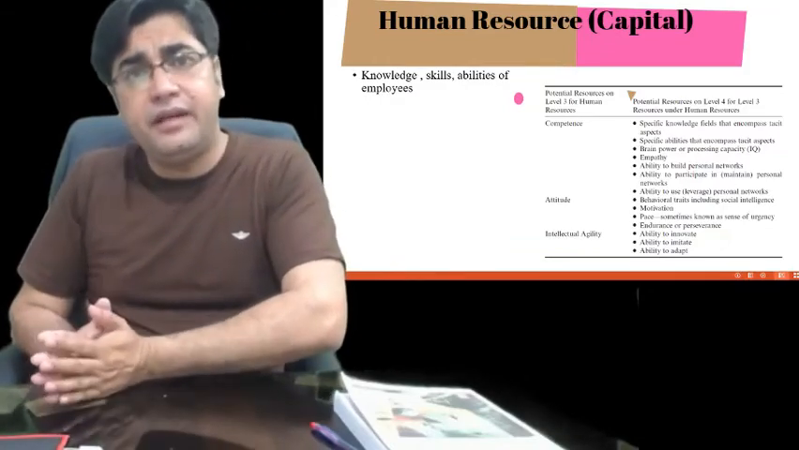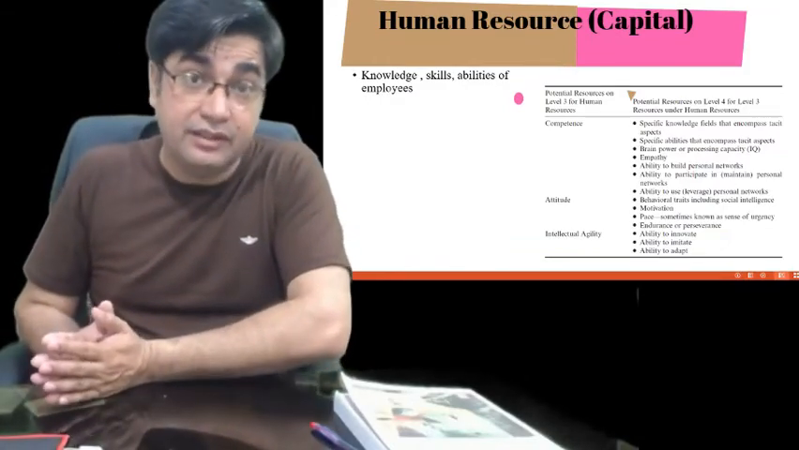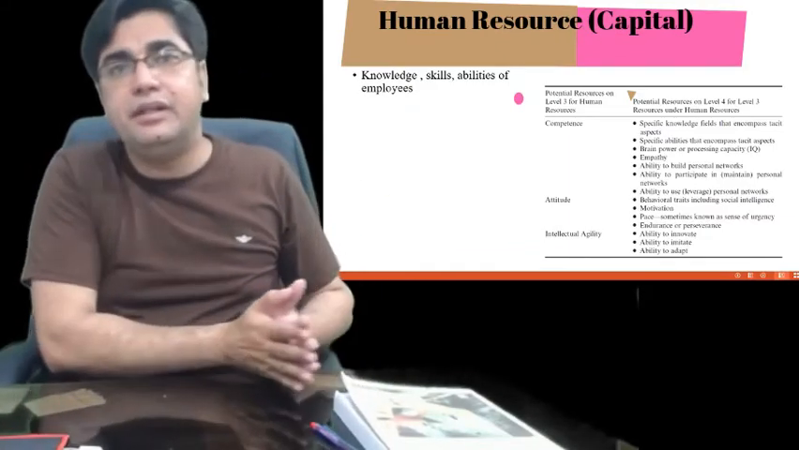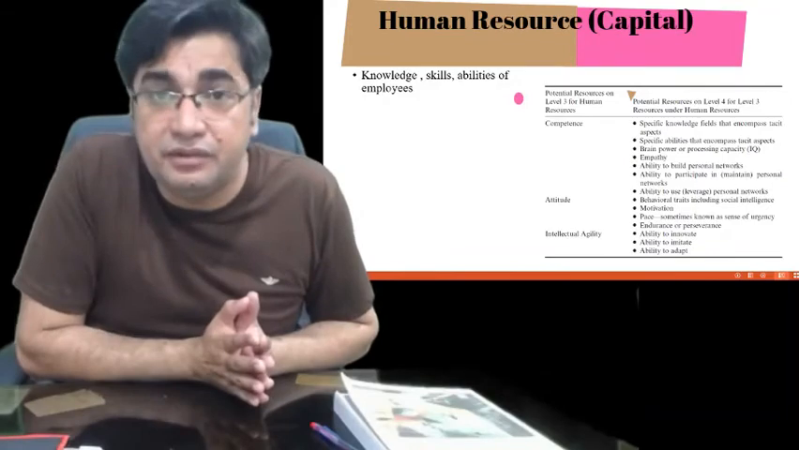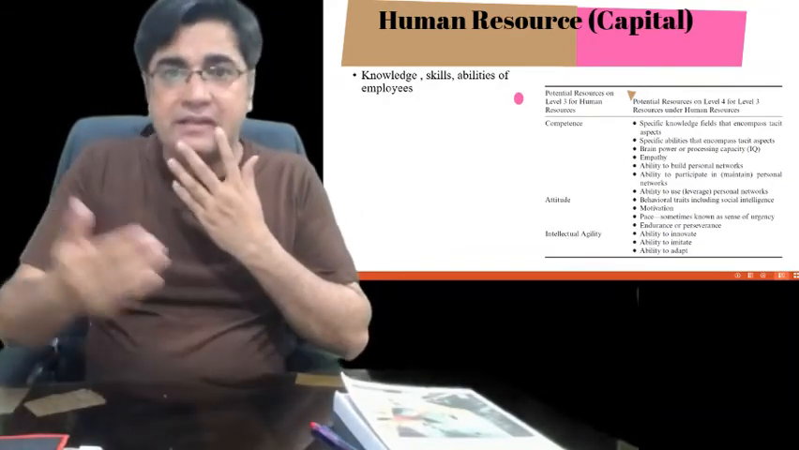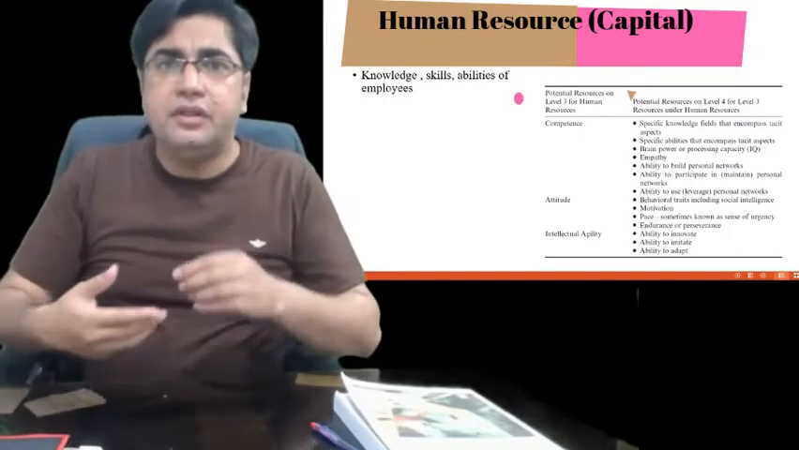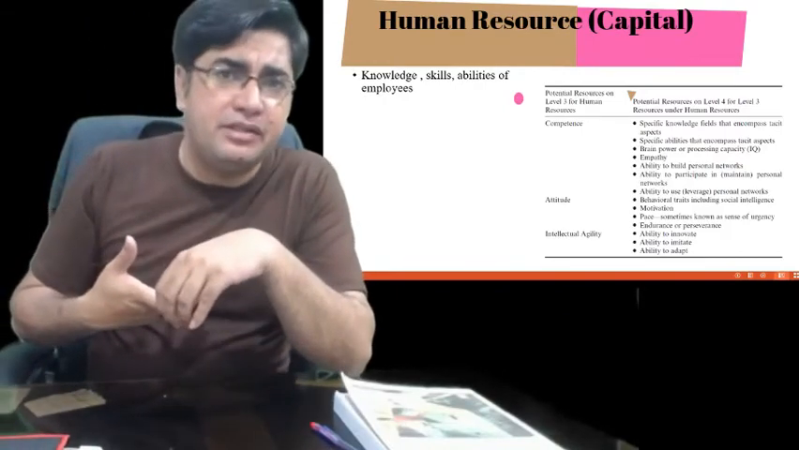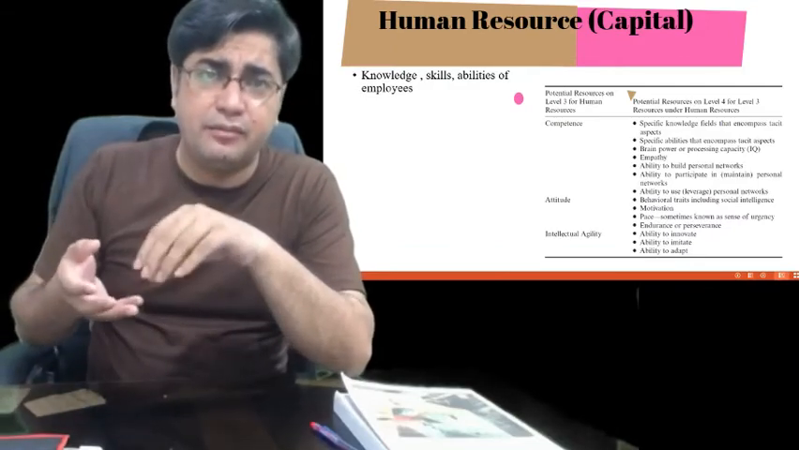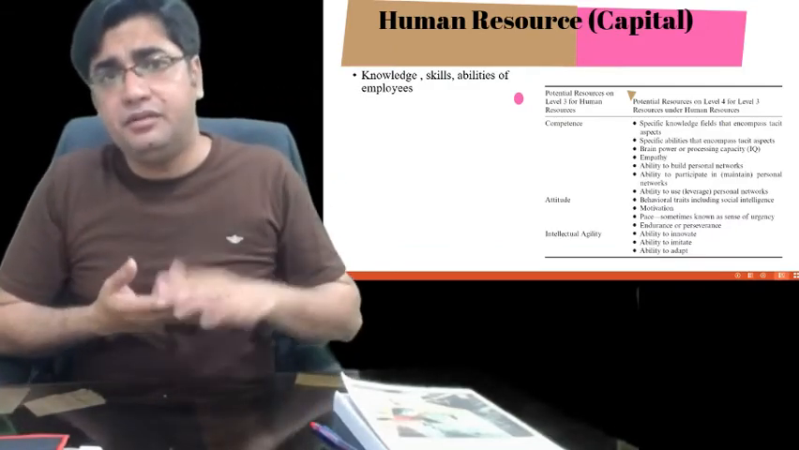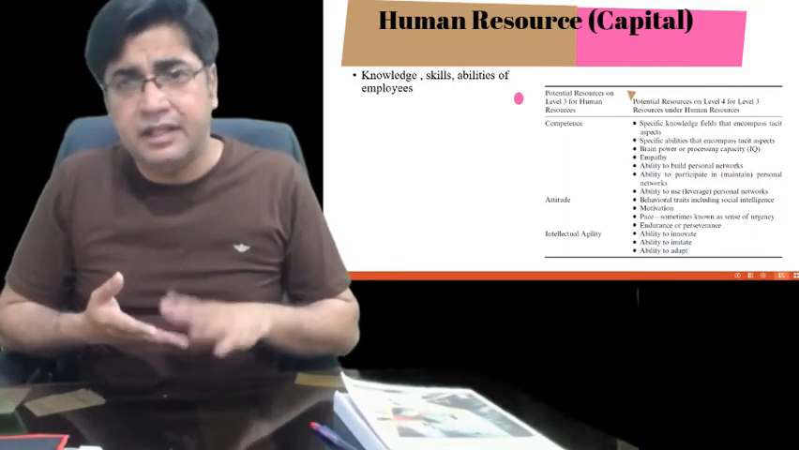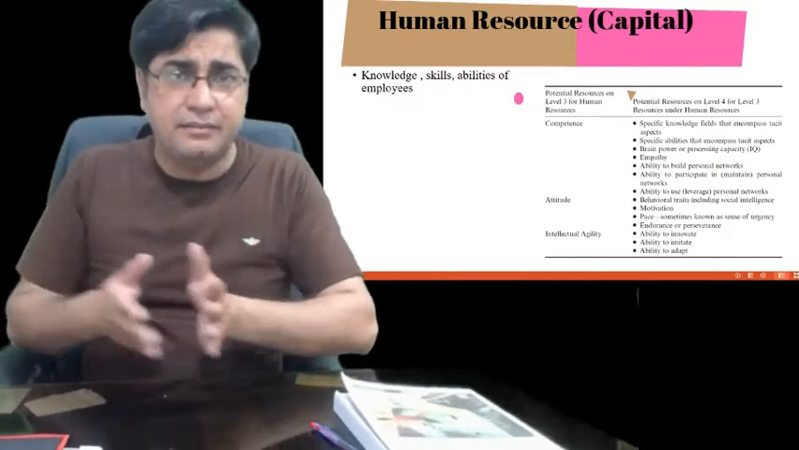Once we have identified all of the resources of an organization, then in step number 2, we move toward the prioritization of those resources, right? But before going toward the prioritization, I discussed with you various sub dimensions of the resources. You already know about the physical resource and monetary resource, so I told you the sub dimensions of the 3 major resources: human capital, structural capital, and relational capital.